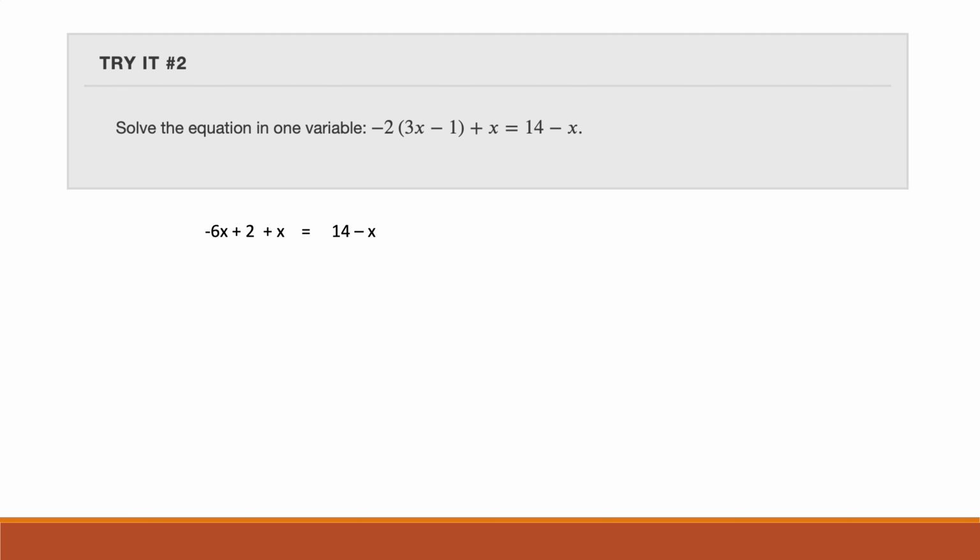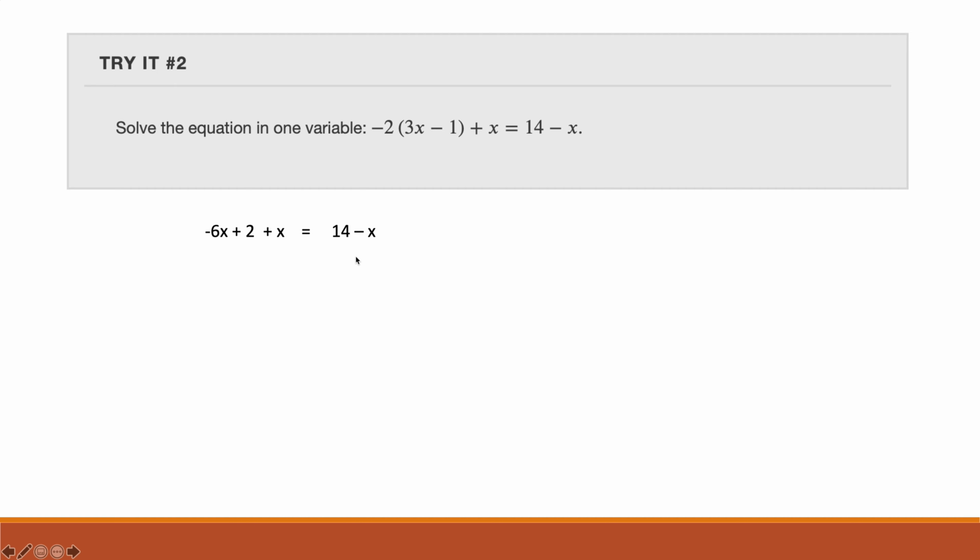Okay, so the first thing I do is I distribute the negative 2. All right, extremely important to notice that. So I do negative 2 times 3x. The negative 2 is outside the package of the parentheses. That's negative 6x. And then negative 2 times negative 1 is plus 2. Then there's a plus x equals 14 minus x.